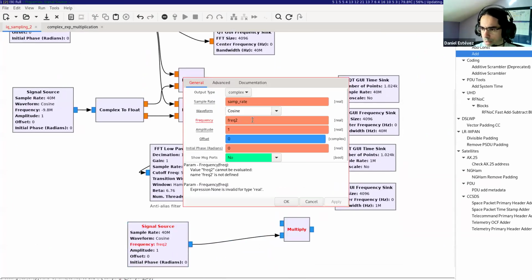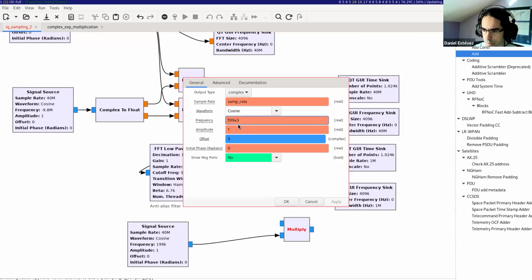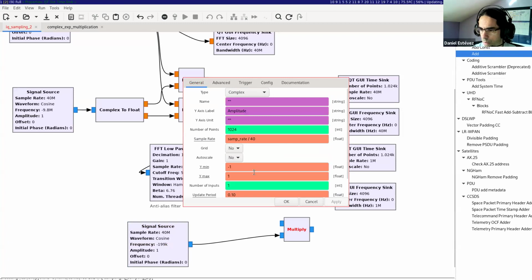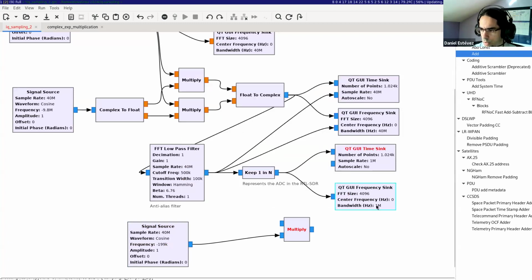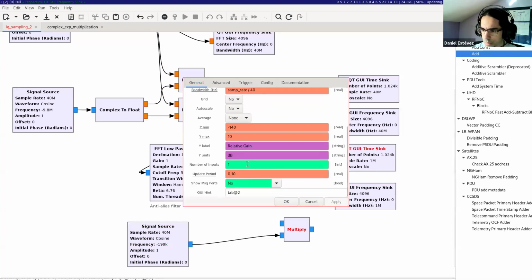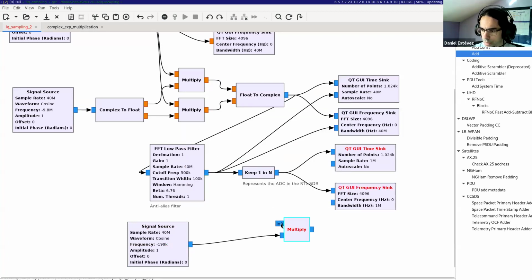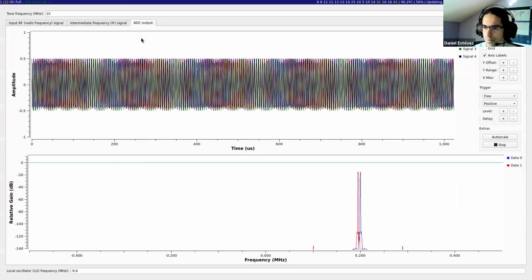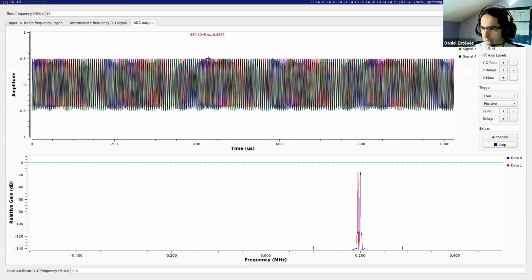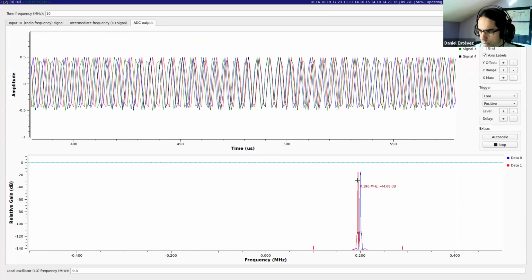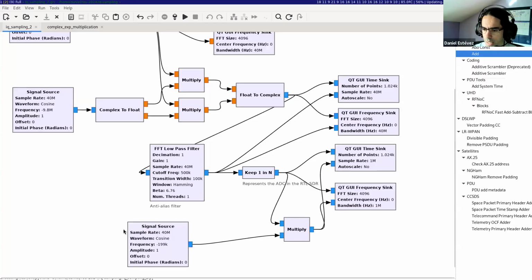So let's put 199, maybe minus 199, for example. And second input. So I can perform this multiplication. This looks a bit confusing. What happened?